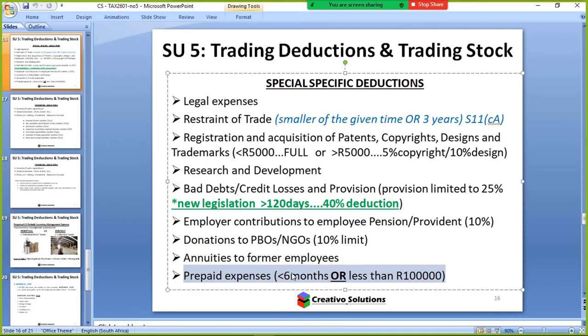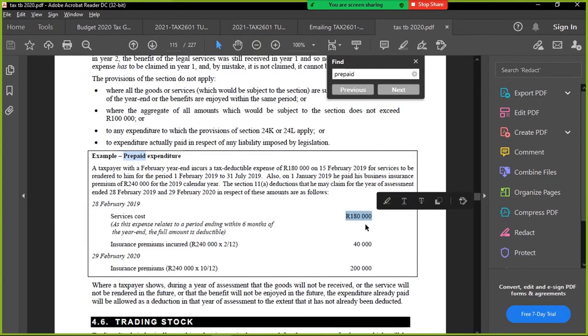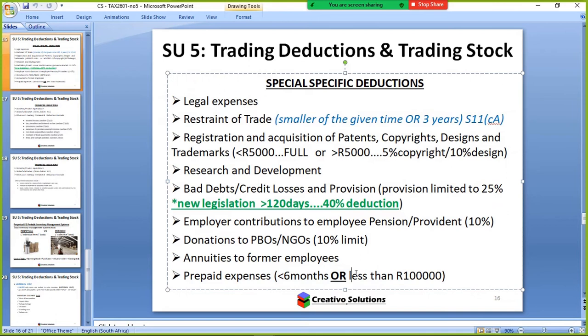Okay, prepaid. Is it less than 6 months? It ticks that box. It's actually both. So both will apply. So you can deduct the full amount. Do you agree? Yes. Okay, remember this is an either or. So when it's less than 6 months, even though this is more than 100, you can still claim it. Does that make sense? Yes. Okay, because of the 6 months. So it's 100,000 or less than 6 months, you can claim the full amount. Do you agree?